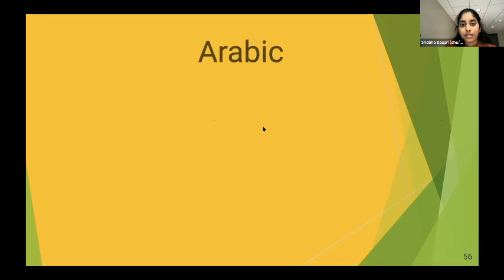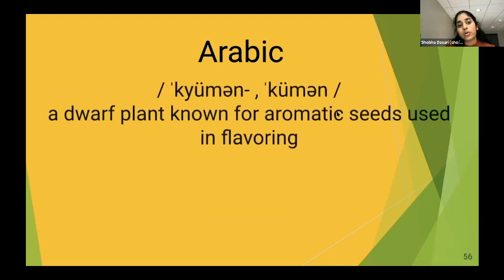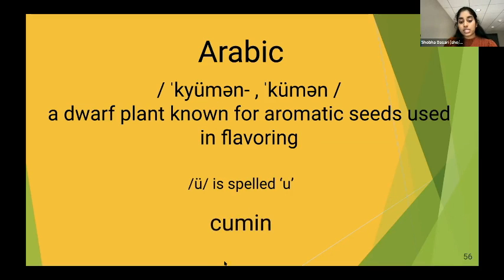And then one more Arabic example, you have cumin. This is a dwarf plant known for aromatic seeds used in flavoring. Okay, looks like most people are getting it. The U sound in Arabic is spelled with a U. And so the spelling is C-U-M-I-N, cumin.